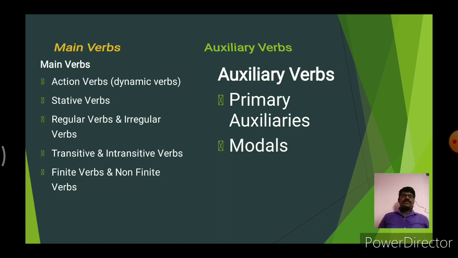Coming to auxiliary verbs, auxiliary verbs are classified into two main parts: primary auxiliaries and modals. See here, students. So these are all the kinds of verbs. Let us learn about the main verb first. Main verbs are classified as action verbs, stative verbs, regular and irregular verbs, transitive and intransitive verbs, finite and non-finite verbs.